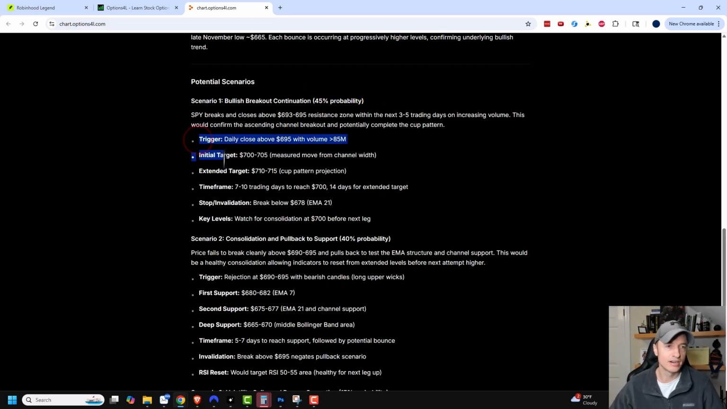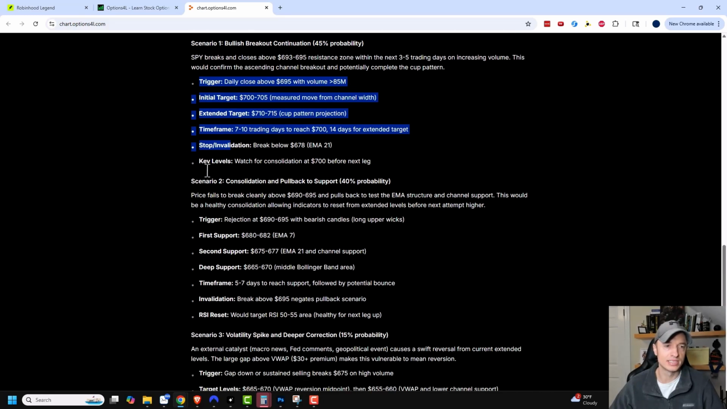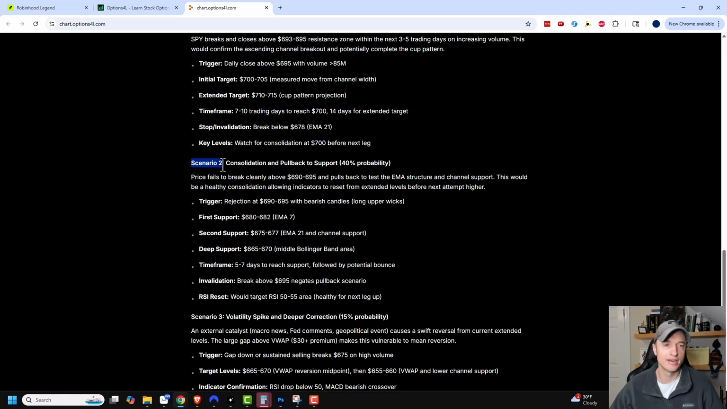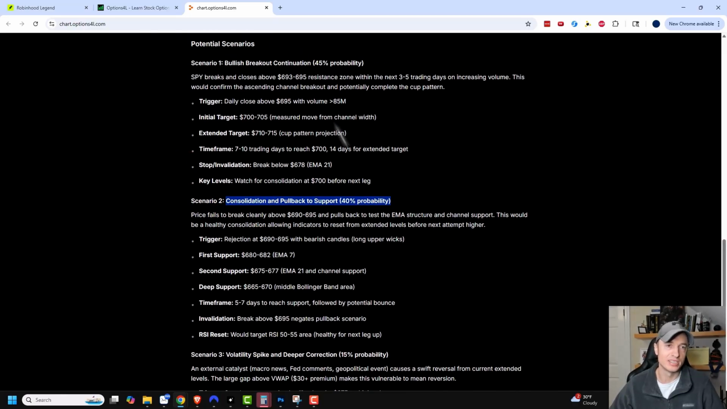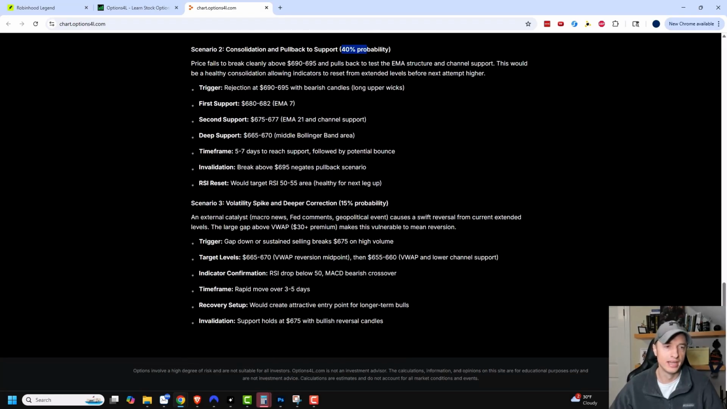It gives us triggers, targets, time frames, stops or invalidations, key levels, and so on. Same concept with scenario number 2: consolidation and pullback to support, 40% probability, so pretty close in probability terms. But this is pretty neutral as well, so it's neutral to bullish trend. And then we got scenario 3, volatility spike and deeper correction, 15% probability.